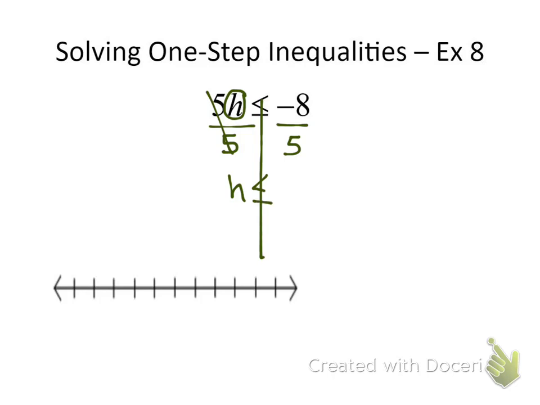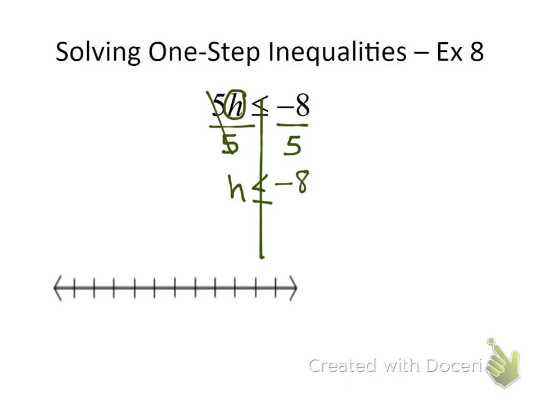Goodness gracious, what do I do here? Negative 8 divided by 5. If I do that, I'm going to get a decimal. I do not want answers in decimal form, so we're going to leave it as a fraction. But if we leave a number as a fraction, we have to make sure we put it in simplest form. It's negative, and I want it left as an improper fraction, where the bigger number is on top. So don't make it a mixed number. Negative 8 over 5, can you reduce that? No.